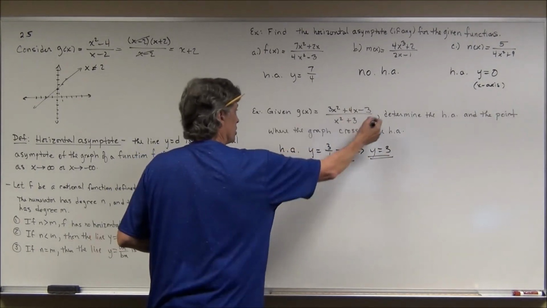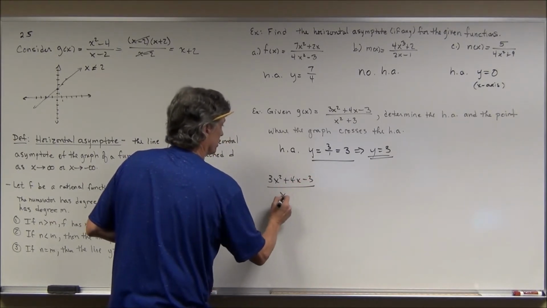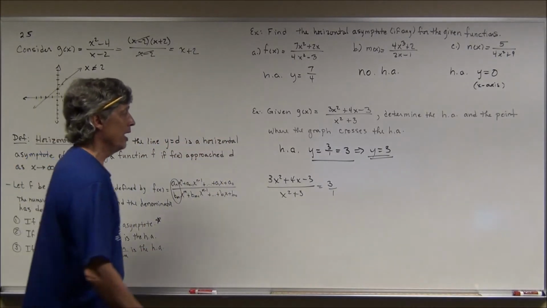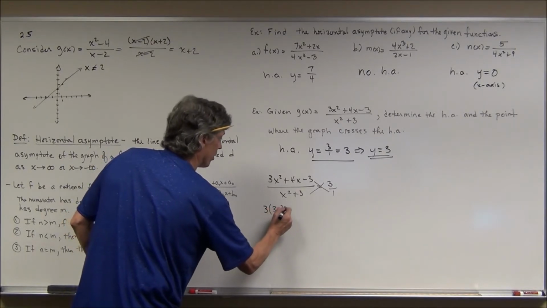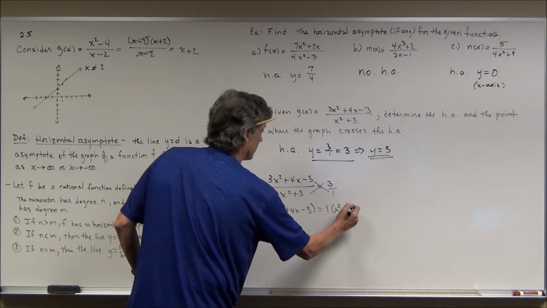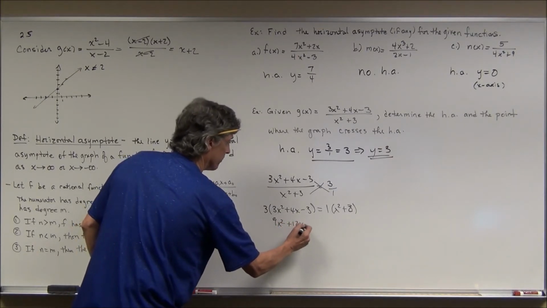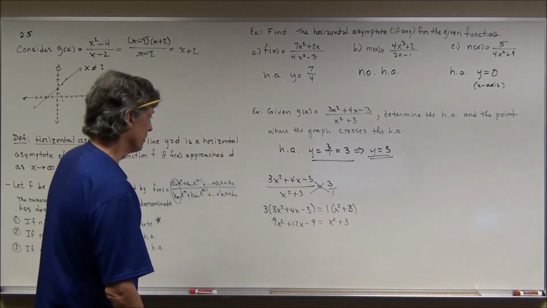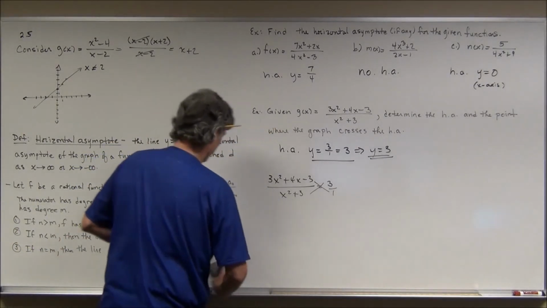So I'm going to take the rational function here of 3x squared plus 4x minus 3, and I'm going to put it all over x squared plus 3, and I'm going to set it equal to 3. In fact, I'm going to set it equal to 3 over 1, and then I'm going to cross multiply, so I'm going to solve for x. So this is 3 times 3x squared plus 4x minus 3 is equal to 1 times x squared plus 3, excuse me. So this is 9x squared plus 12x minus 9 is equal to x squared plus 3. Oh, I did it exactly backwards. So let's try that all over again. This time let's do it correctly.